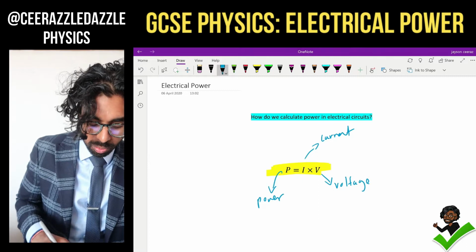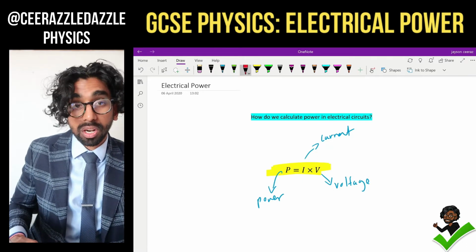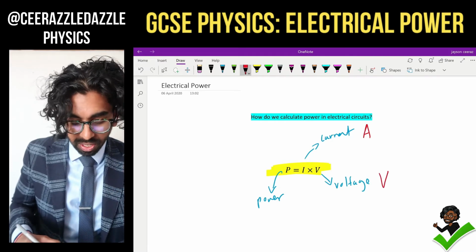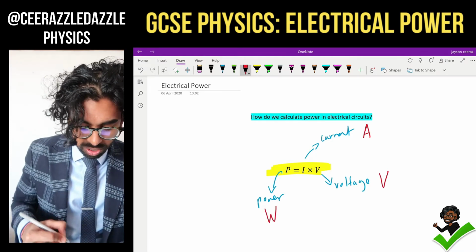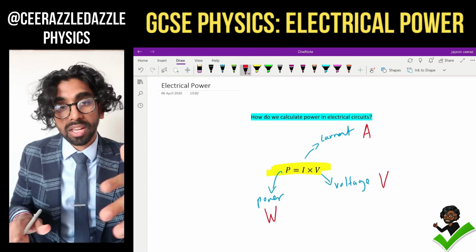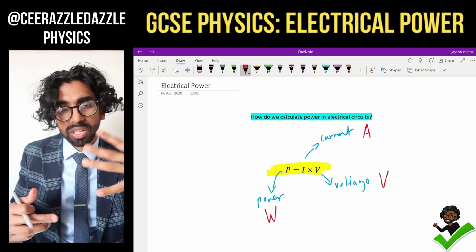Right, we need to know the units of each of these components. Current is going to be measured in amps, capital A. Voltage, capital V. Power in watts, capital W. Easy stuff. Solidify that in your mind. You need that for tackling questions. We'll do some examples in a moment.